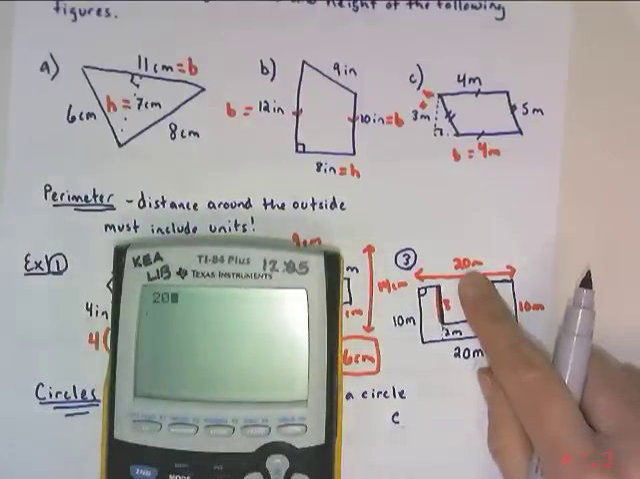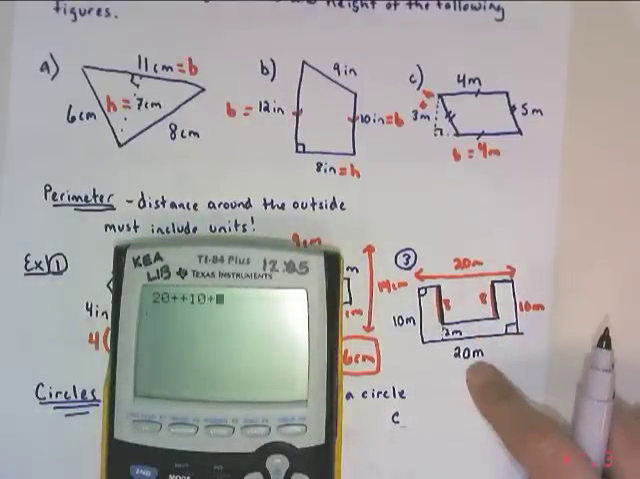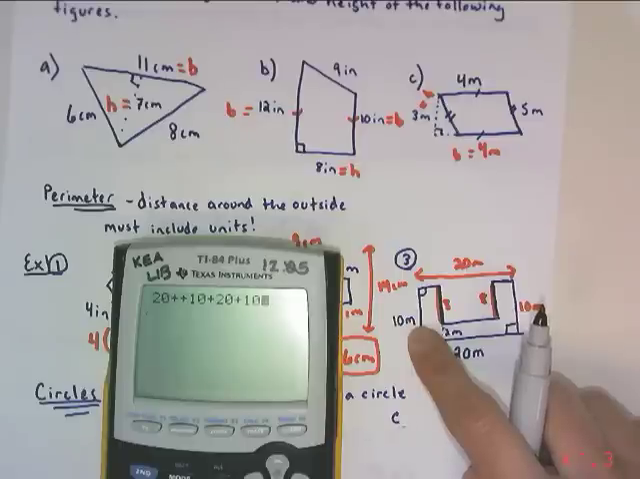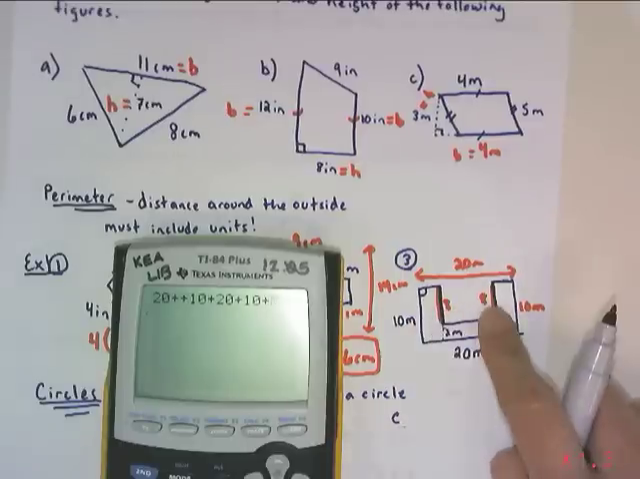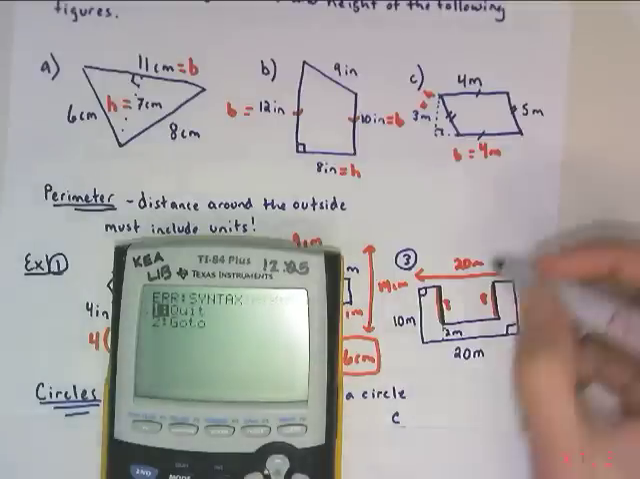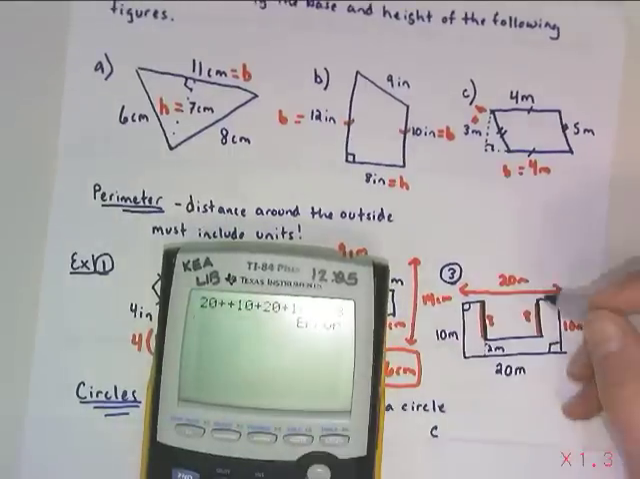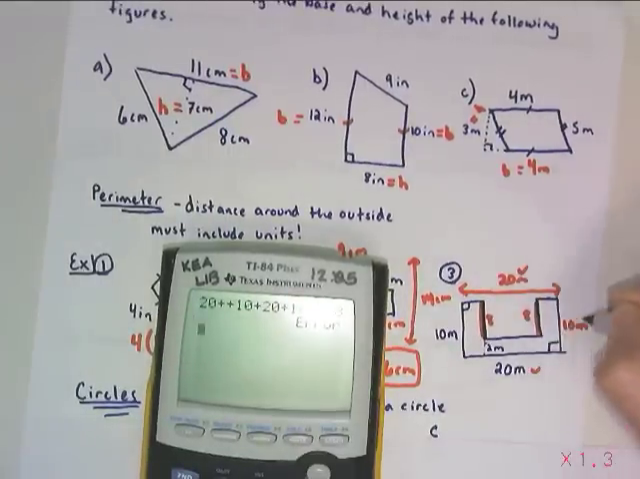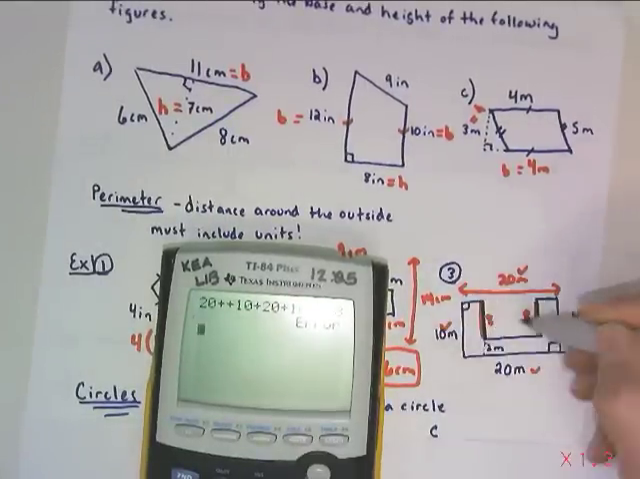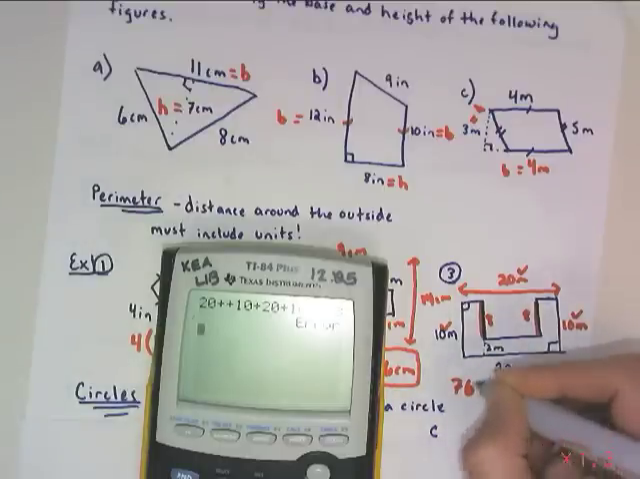Start at the top, work your way clockwise, 20 plus 10 plus 20 plus 10 plus 8, and then plus another 8. Oh, what happened here? Oh, I put too many of them. So let's see, 20 and 20 is 40, 50, 60, plus 16 is 76 meters.